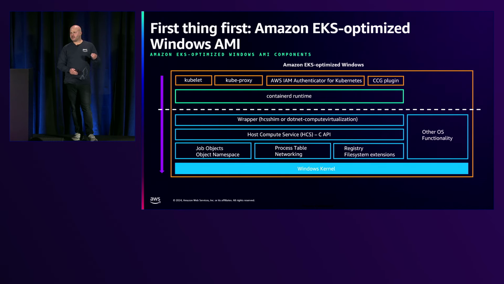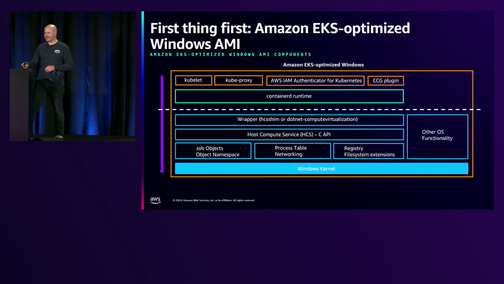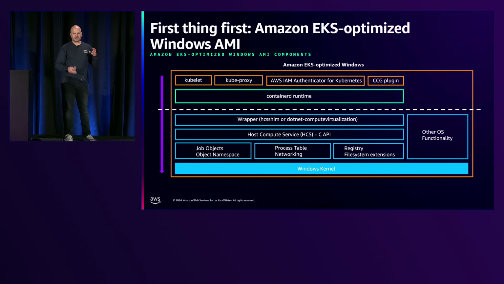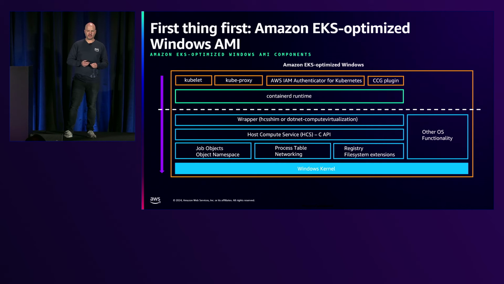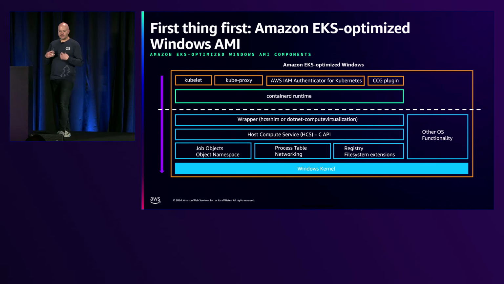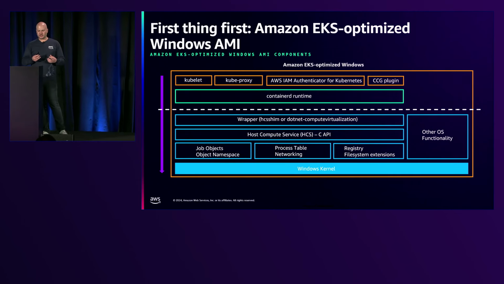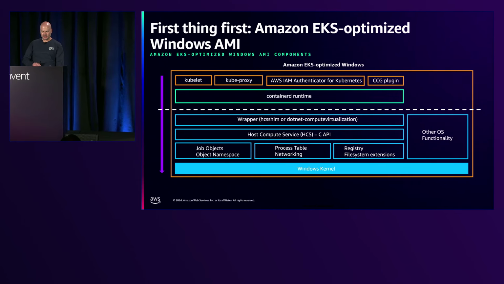So now, as a container runtime developer, you need to build the runtime in order to talk to that C API. And to be honest, that's not that easy. So Microsoft developed a wrapper on top of the HCS that provides two options for calling it from higher level languages. HCS shim is the most commonly used one, and it's written in Go. And we have .NET Compute Virtualization as well, written in C#. So it's easier for us to understand these high-level languages, and then the wrapper talks to the C API in the HCS layer.